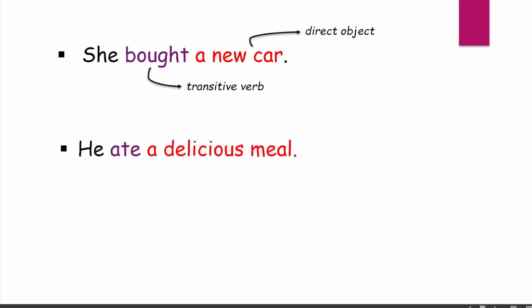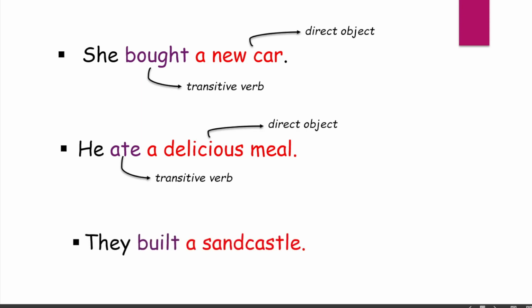Next example is he ate a delicious meal. In this sentence, ate is a transitive verb and delicious meal is a direct object. The action of eating is directed towards the delicious meal. Next example is they built a sand castle. In this example, built is a transitive verb and a sand castle is a direct object of this sentence.